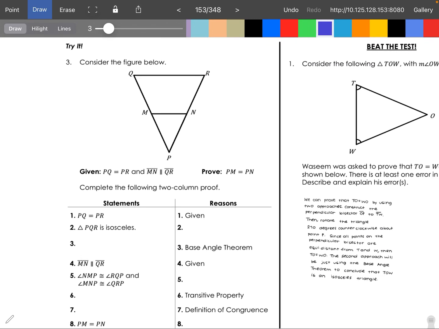All right, we've got 2 triangles here. We've got triangle PMN, we've got triangle PQR. The very first thing that it says is that the giant triangle, PQR, is showing that PQ is equal to PR. So if those are equal, then we know that we are dealing with an isosceles triangle. We are trying to prove that PM is congruent to PN. Okay, so we're trying to prove that the sides are congruent.